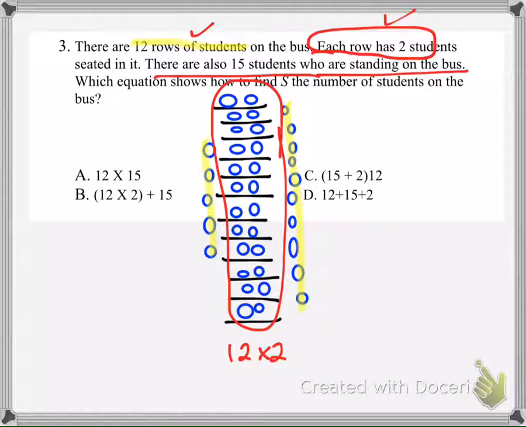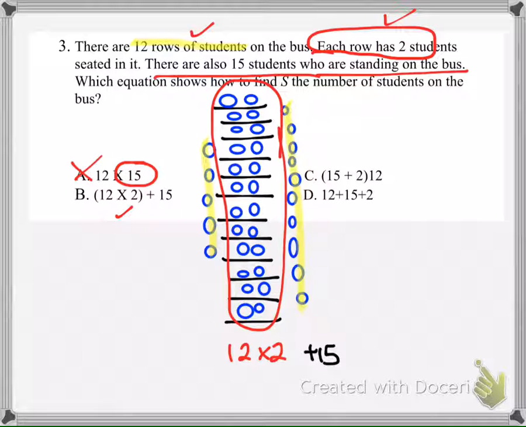Then I still have to take care of these other guys that are standing, so I need to put them inside of my total. So I need to add them together. I need to bring them in. So if I put them together, that means addition, and I'm going to add those 15. Let's see, 15, not 5. There you go. So if you notice, answer choice A does have a 15 on there, but it's multiplying by 15, and we don't want to do that, so we know answer choice A is wrong.